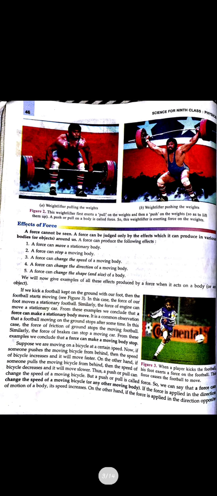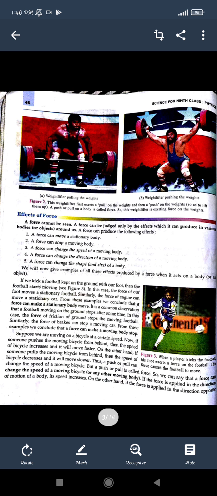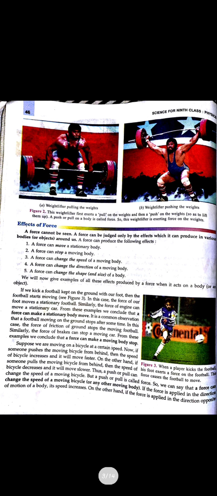And we have seen the effects of forces: whenever a force is applied on any object, there are some changes. Force can change the state of rest or the state of motion. Force can move a stationary body. Force can stop a moving body, right? It can even change the speed of a moving body, because if we apply more force to an object which is already moving, it will start moving with extra speed.